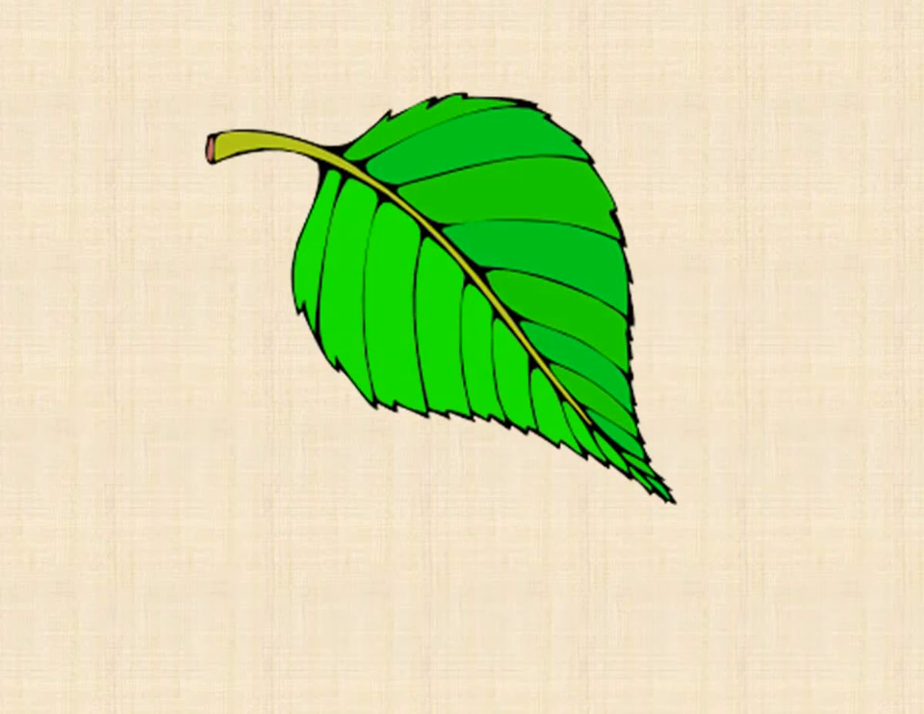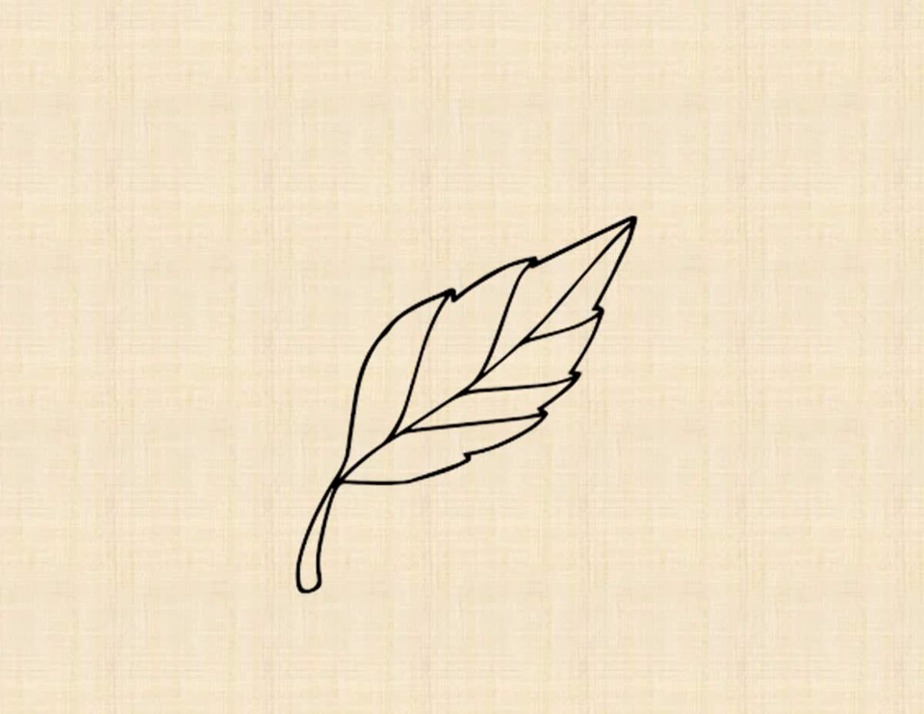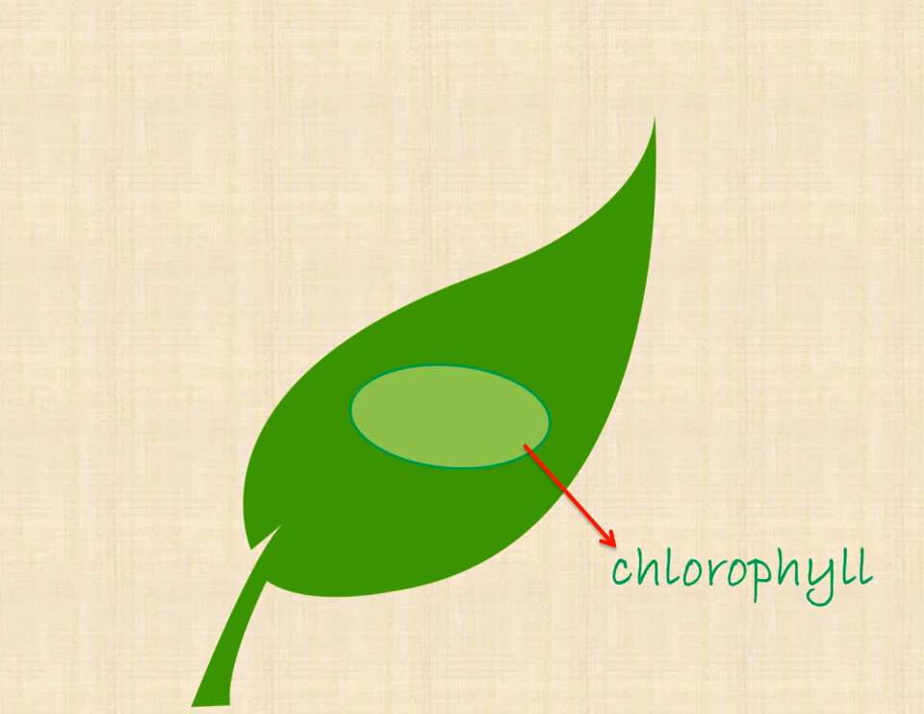The food in a plant is prepared by the leaves. So now let us learn about the leaf of a plant. Mostly we see the plant's leaves in a green color. Leaves are green due to the presence of a green color pigment called chlorophyll. Some leaves do not appear green because they lack chlorophyll.